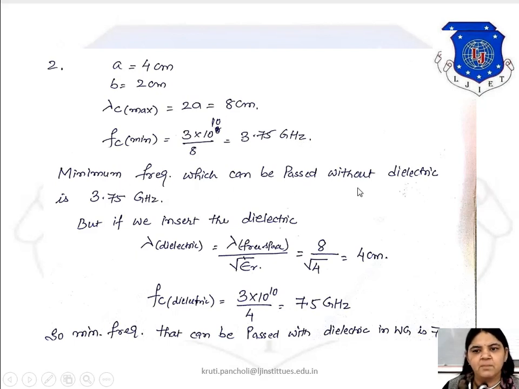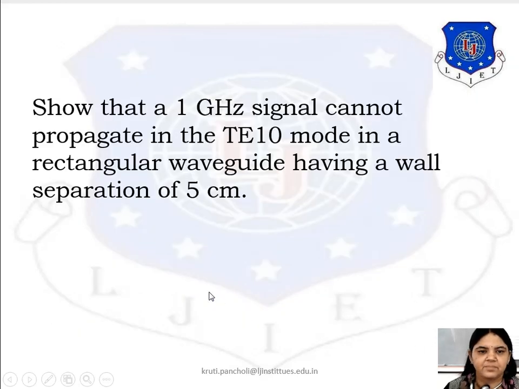The minimum frequency that can be passed without the dielectric is 3.75 gigahertz. Now if you insert the dielectric, what is the equation of lambda? Lambda dielectric is equal to lambda free space upon square root of epsilon r. What is this? It is 8 upon square root of 4, which is equal to 4 centimeter. So fc is equal to 7.5 gigahertz. So the minimum frequency that can pass through the waveguide is 7.5 gigahertz.